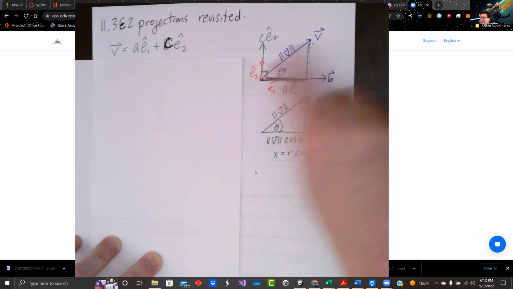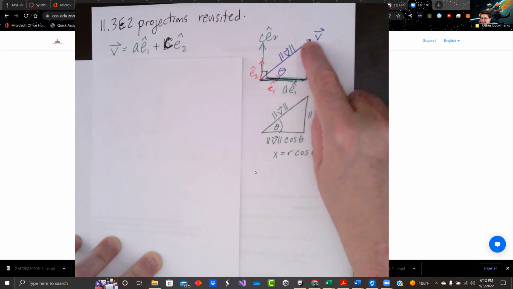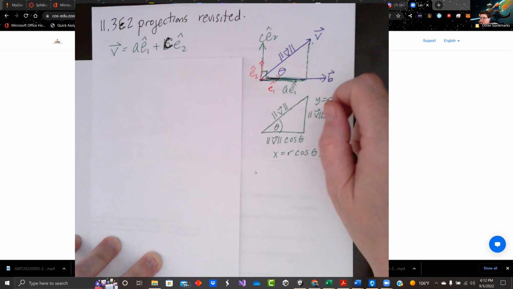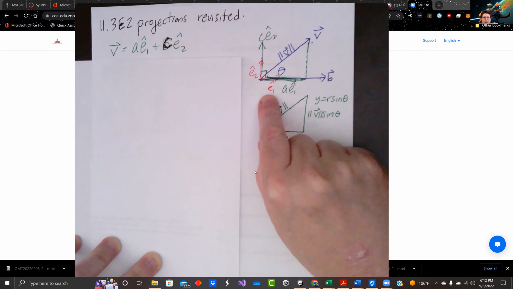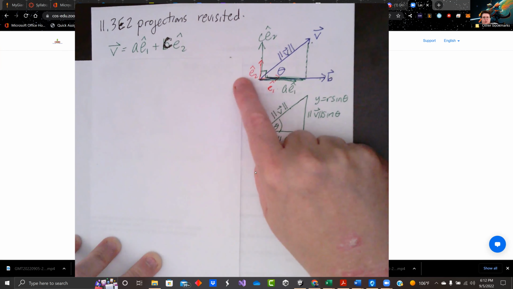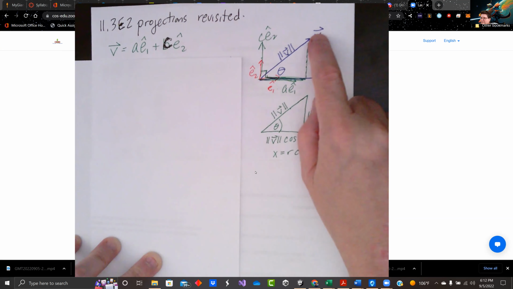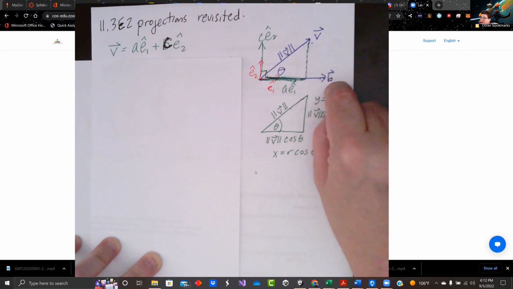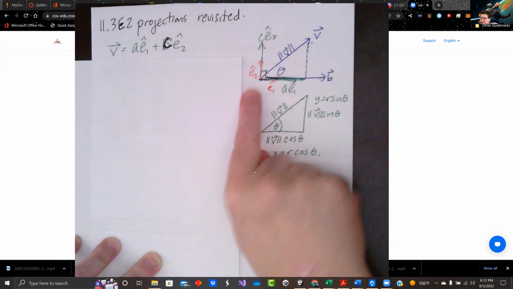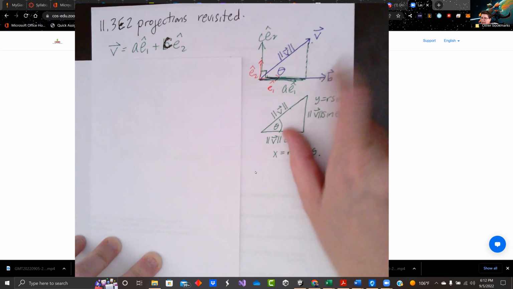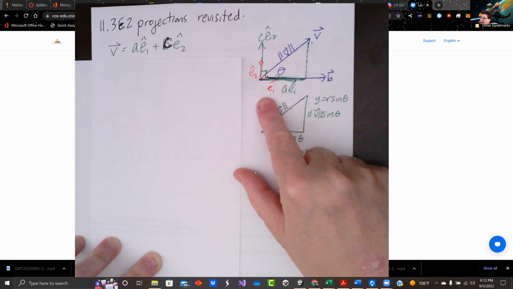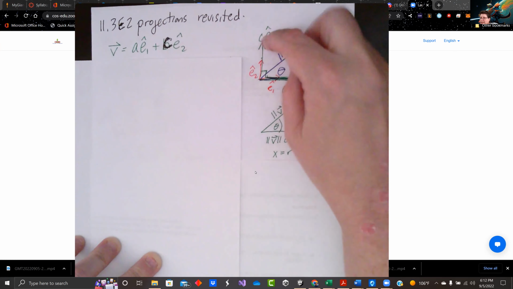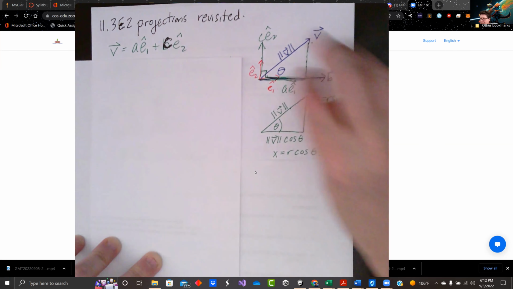We have a vector V. It's got a magnitude of V. We want to break it down into two components that are orthogonal with each other. I'm using unit vectors E1 and E2. We want the component of V in the B direction, as well as a vector that's orthogonal to B. It may not be the same length as B, so it's some length A times that unit vector. And for the vertical one, I said C times E2.